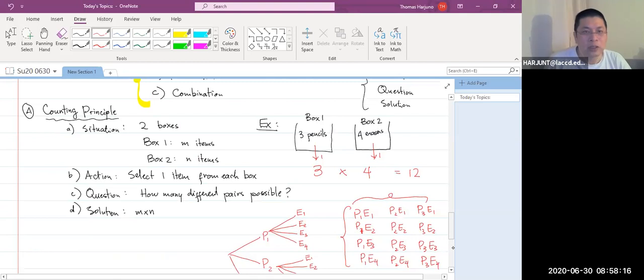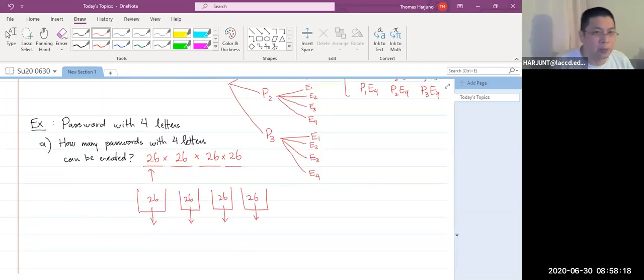Now, notice that example 1 is totally different from example 2. In example 1, we use pencils and erasers, and in example 2, we talk about passwords. But the underlying concepts of what we start with, what we need to do, and what the question tells us, is that we need to use the counting principle.